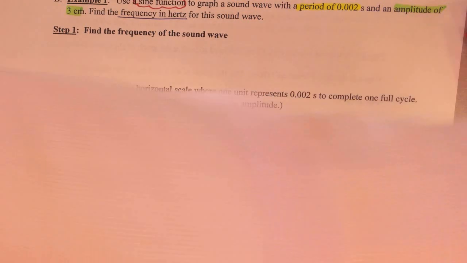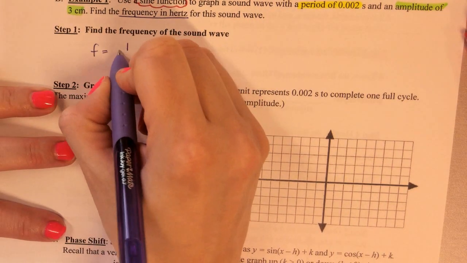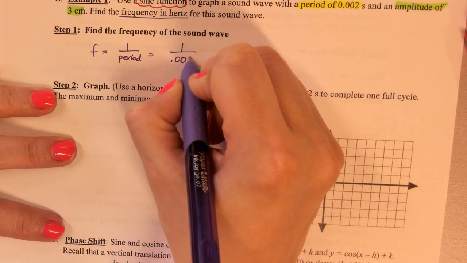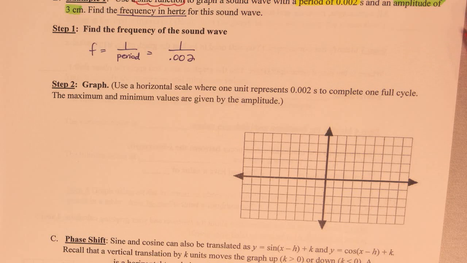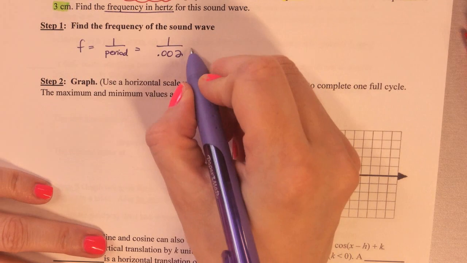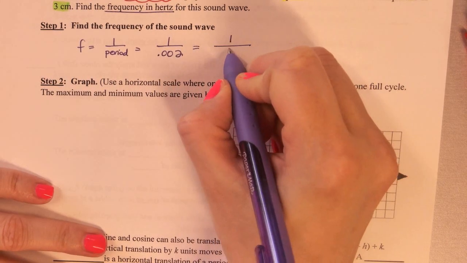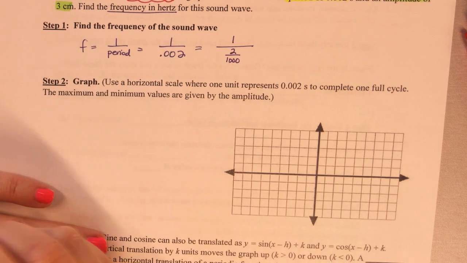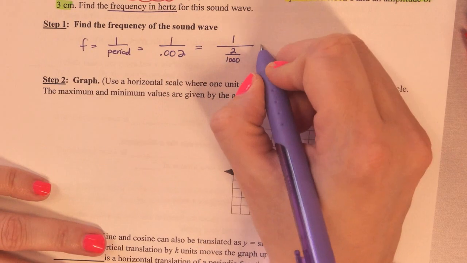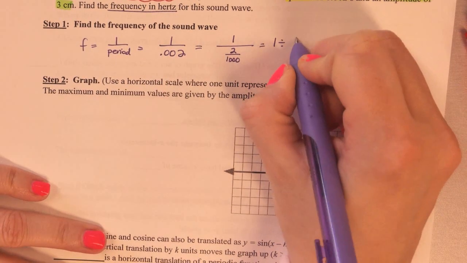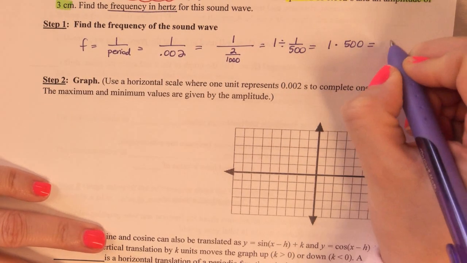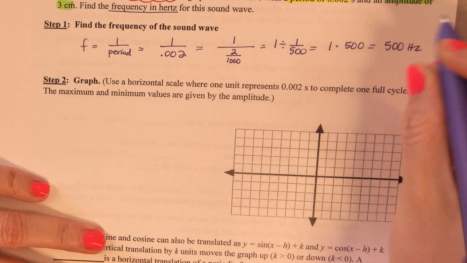So for the first one, we have frequency is 1 over the period, right? So we put 1 over what? 0.002. Yes. Okay, so if we did that with our calculator, it would be really, really simple. But really, what place is this in? Thousandths. So this would be 2 over 1,000, right? What is 2 over 1,000 reduced to? 1 over 500. Okay, so this is 1 divided by 1 over 500. So if I keep change flip, I get 500 hertz.